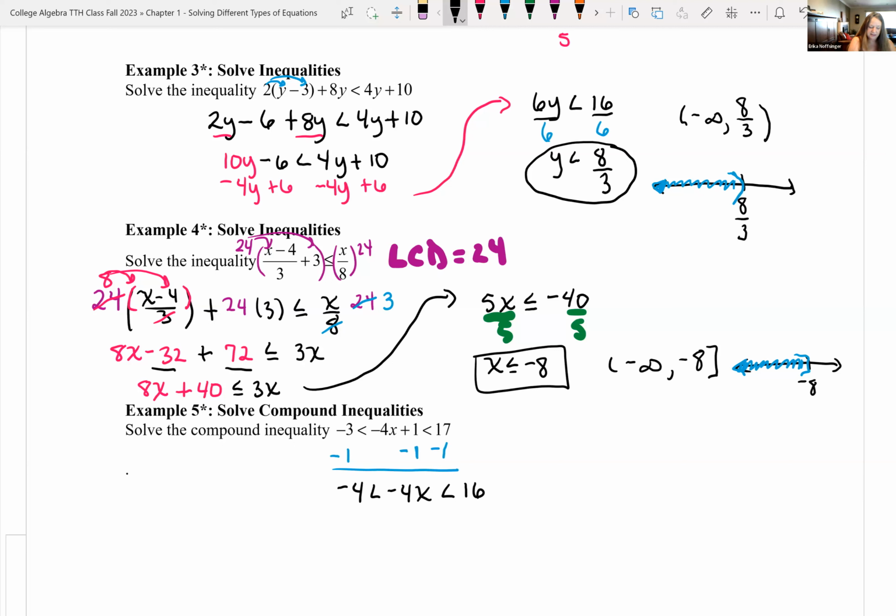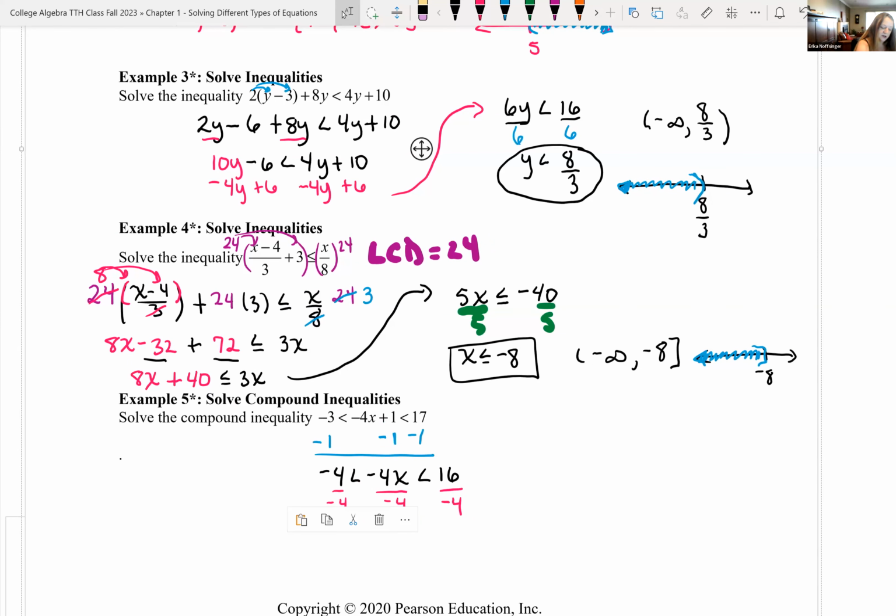We need to get the x by itself. To get x by itself, you're dividing both sides, or everything, through by -4. But I'm dividing by a negative, which is the same thing as multiplying by the reciprocal. And so since I'm dividing by a negative, my inequalities are flipping. So I have -4 divided by -4, so this is 1, is greater than -4x divided by -4, which is x, is greater than 16 divided by -4, which is -4.